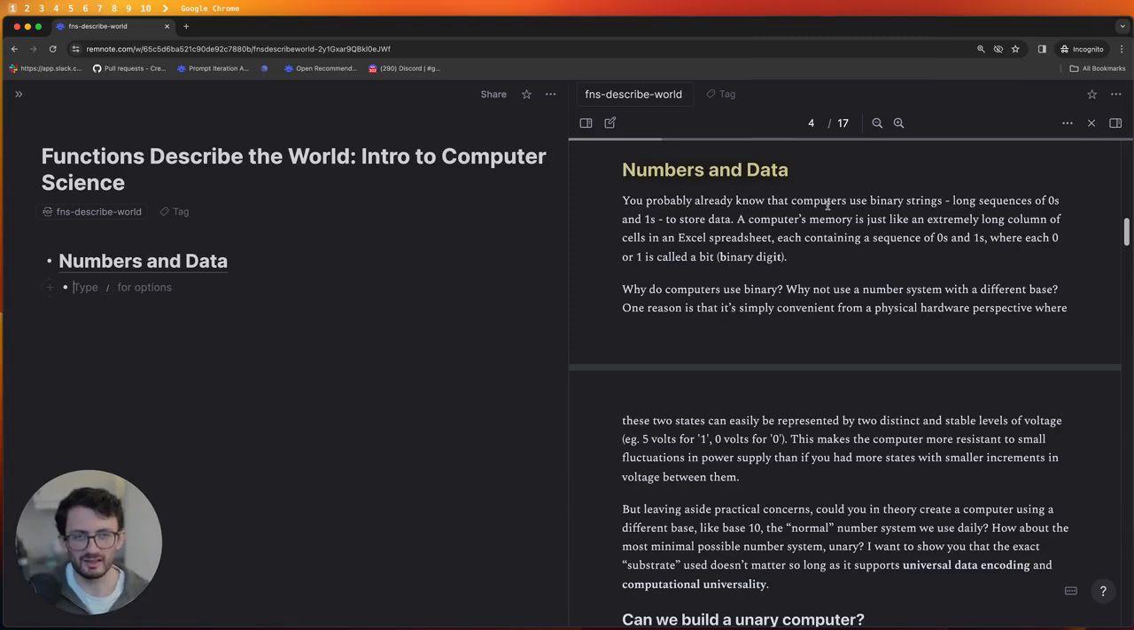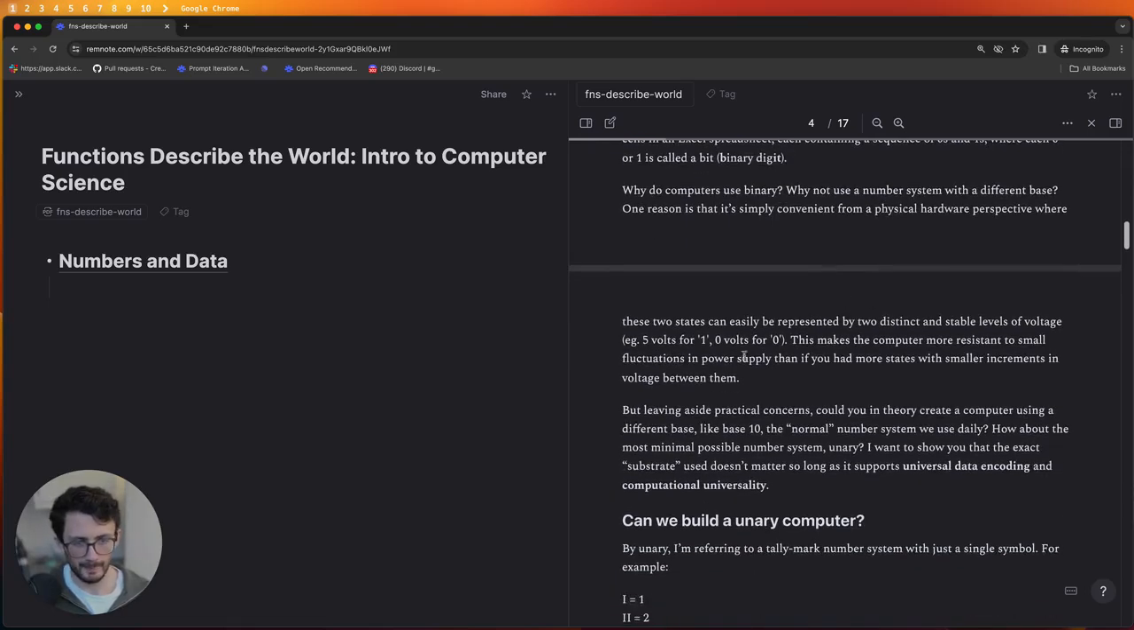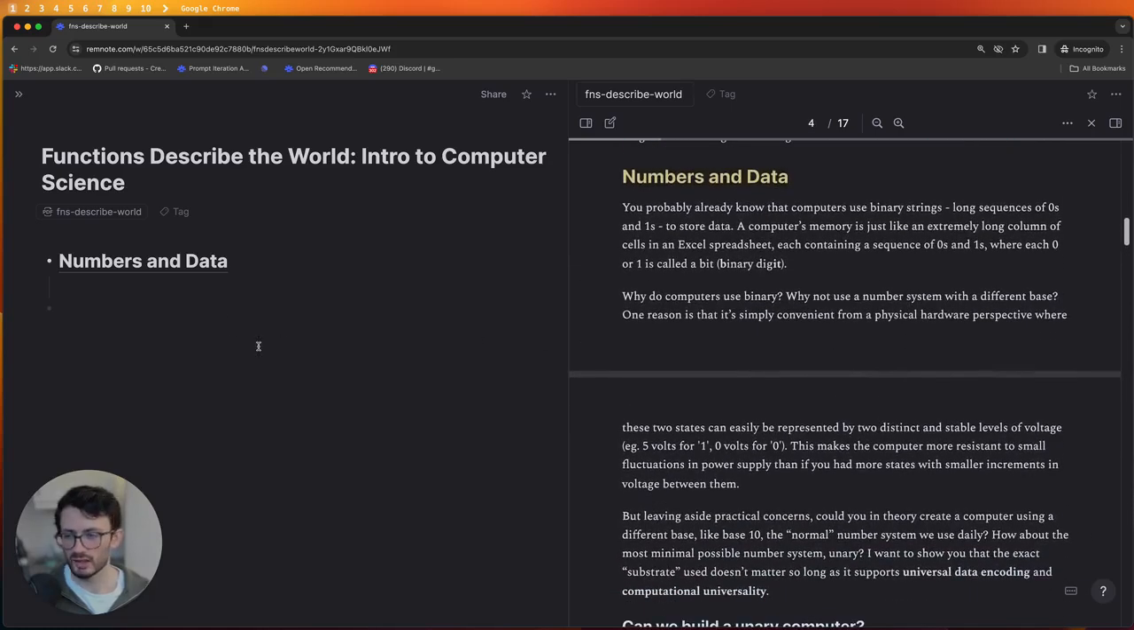A concept is like an important idea or thought or an important object in a particular domain. So if I just look through this first section and point out the important concepts for me, that would be things like binary, computer memory, maybe number systems, and maybe at the bottom, yeah, these two concepts of universal data encoding and computational universality. So let's start with computer memory.